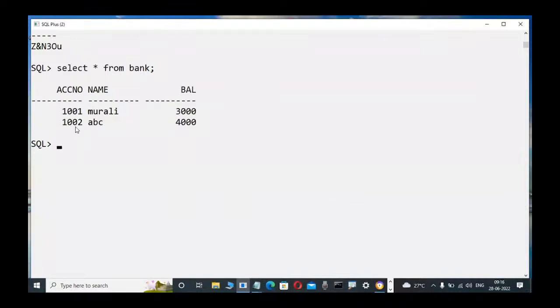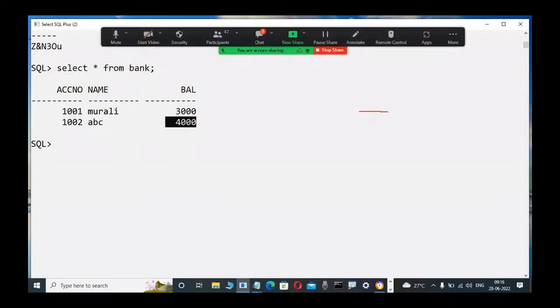Suppose here another customer is there, another account holder, account number 1002 and name ABC, and 4,000 rupees are there. For example, these are the details in a bank table. Suppose I have one requirement. Slowly observe it here. Very easily understandable.